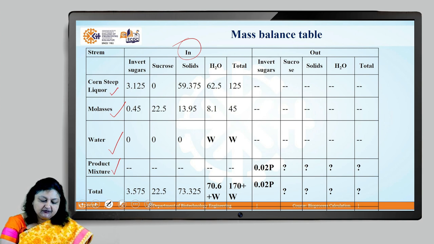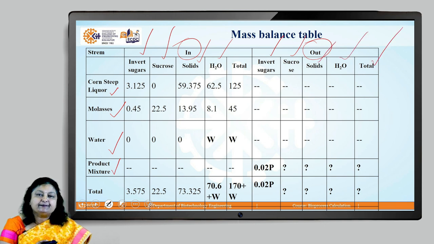For inputs: invert sugar, sucrose, solids, water, and next you take a total of that. Here also, once you mention the streams, the last row is total. You need to take the total of the column. Then the out table. In the out table, you mention the same components: invert sugars, sucrose, solids, water, and then you take a total. So like that, you need to write the mass balance table first.